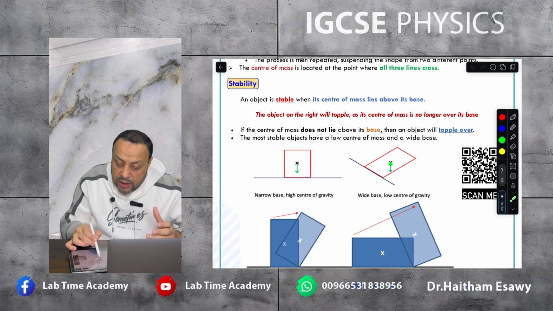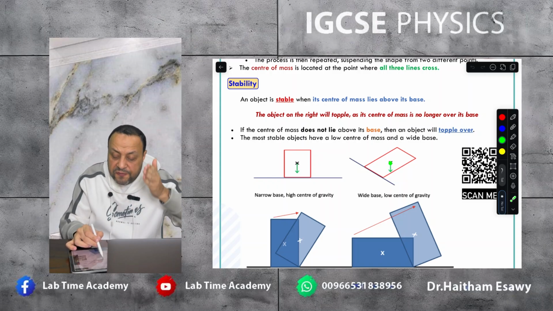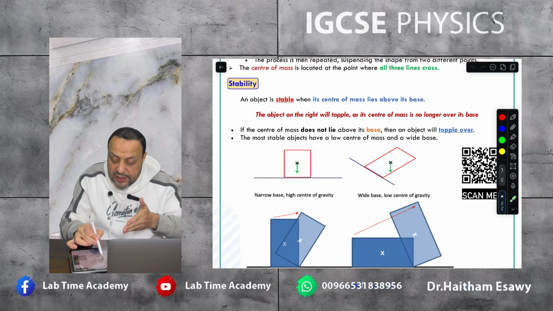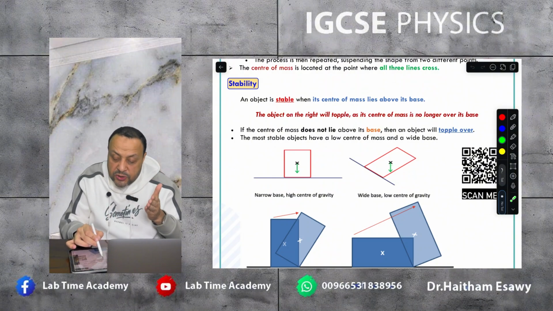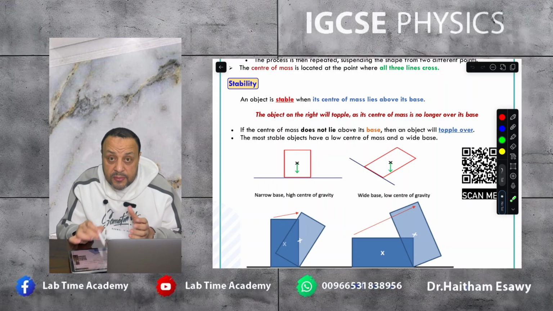But here, for the center of mass or center of gravity, if we draw a vertical line downward, this line will not be above the base, it is out of the base. So this means that this object will topple over, it is not stable. So take care about it.